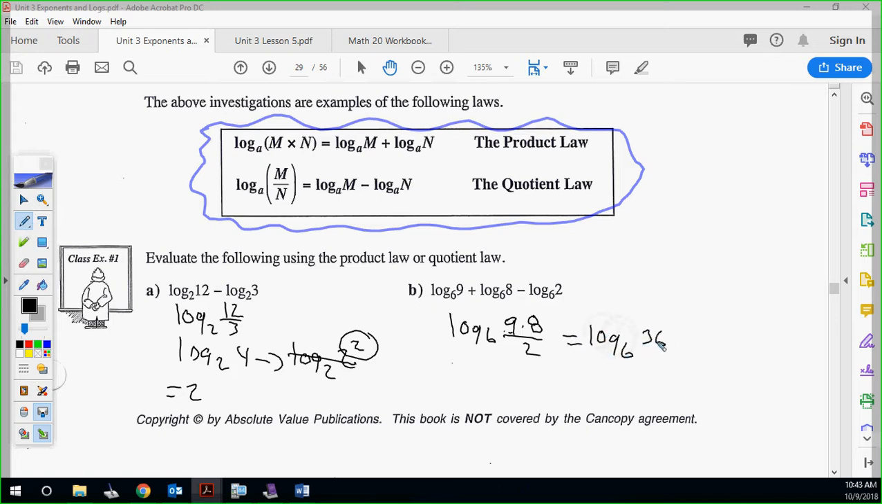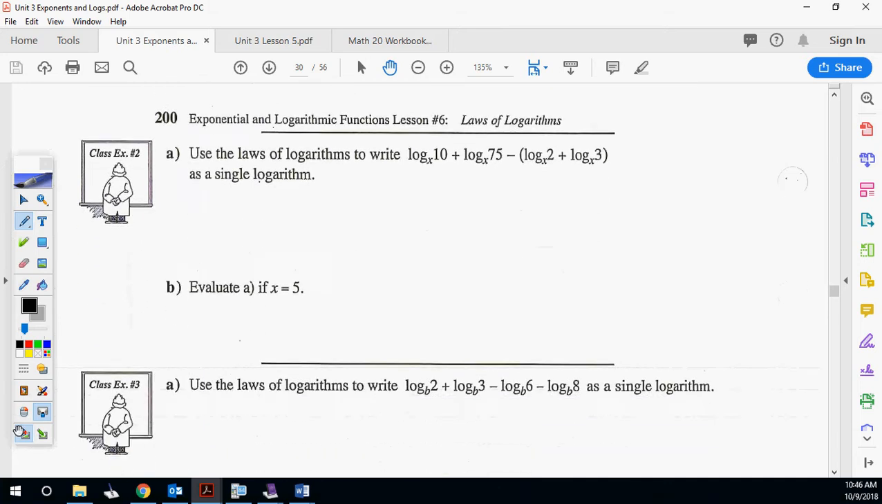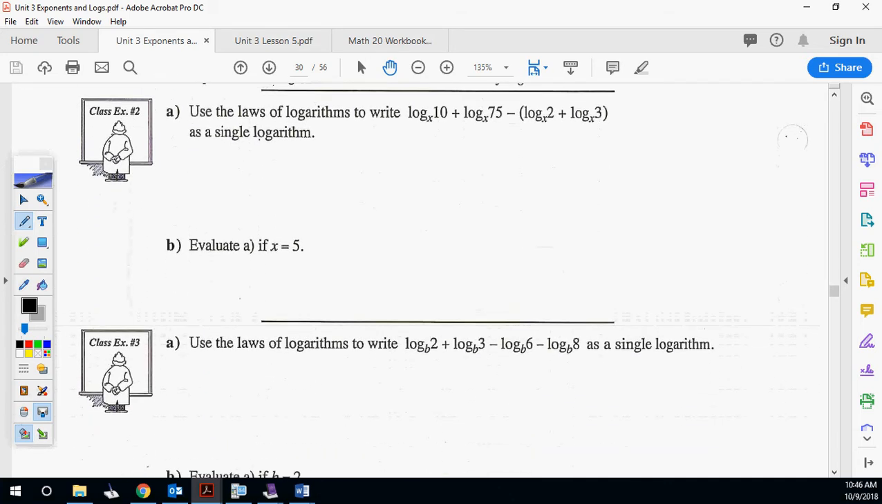We know that 6 to what power is 36? 2. Okay, if you need to see it the whole way, it would be log base 6 of 6 squared. Those cancel, and the answer is 2. We're just doing examples for this section. We're not doing any long investigations, so ask questions, whatever you need.